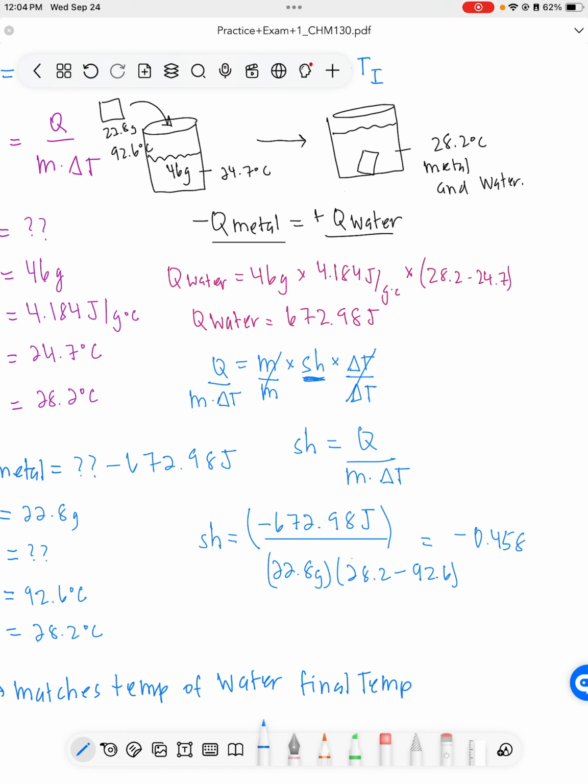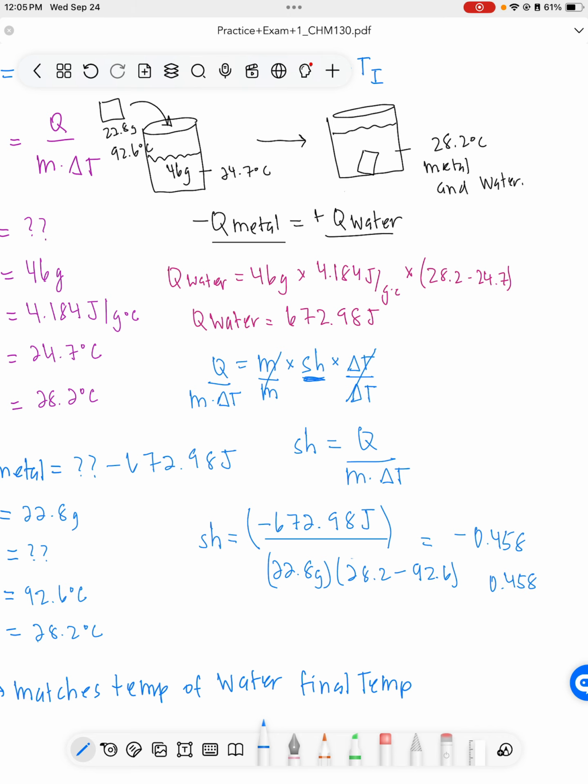Now, specific heat is always a positive number. We'll never get a negative number for specific heat. This negative is just telling us something. It's giving us context for the problem. It's telling us that the metal lost some energy or heat. But we know that a specific heat is positive, so we're going to rewrite it as positive 0.458.